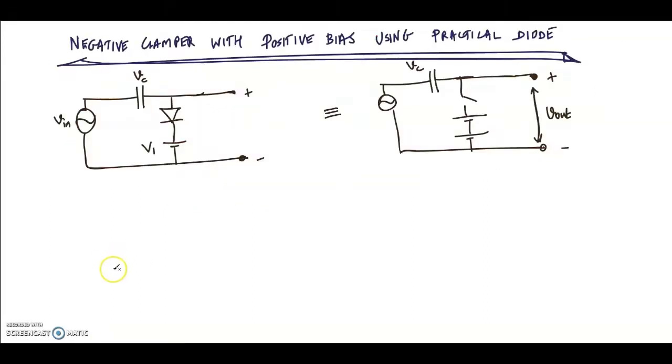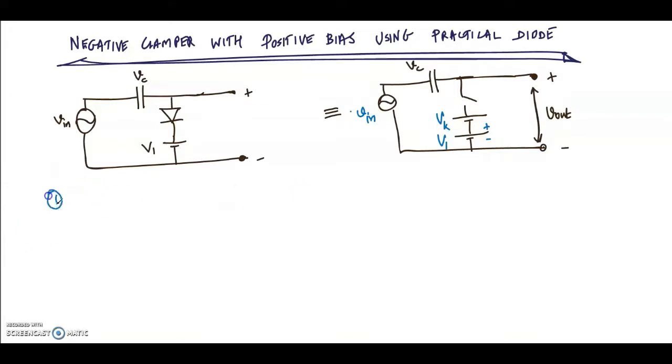Now that we have understood the positive clamper with positive bias using practical diode, let's do a negative clamper with positive bias using practical diode. This will be the circuit and the equivalent circuit would look like this. This is Vin, this will be the capacitor, and this is Vk, this is V1, or let us call it V2, either way it's fine. It's a positive bias. The bias voltage is positive with respect to the output.